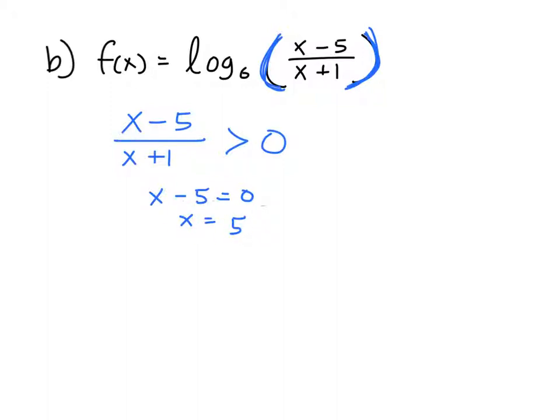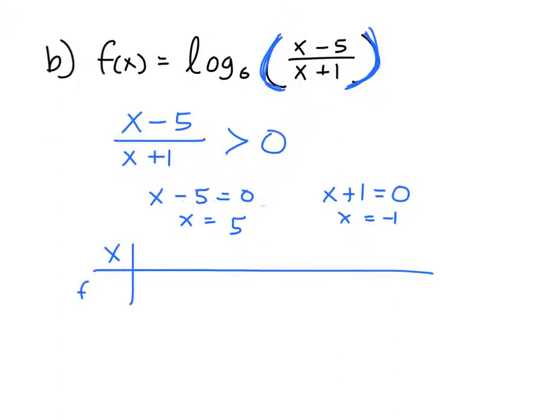And then another one is x plus 1. It's undefined when that equals 0, so x equals negative 1. Okay, so the function is undefined there. So let's go ahead and start doing our test points. So x, and then I'm going to write here x minus 5 over x plus 1. All right, and let's see the test points. So I have negative 1, where this is undefined, or NA, and then I have 5 where it's 0.